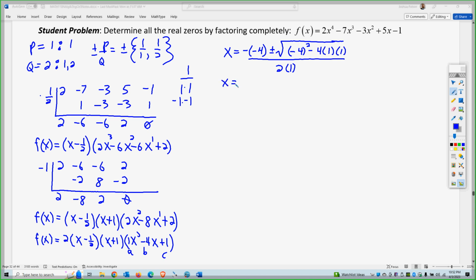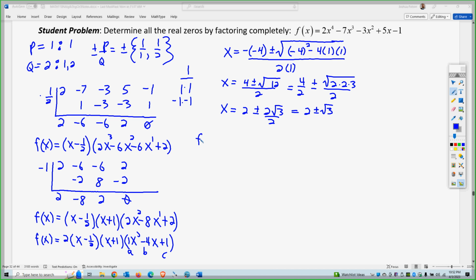All right, so x equals 4 plus or minus the square root of 16 minus 4, so that's 12, over 2. So that's 4 over 2 plus or minus the square root of 2 times 3 over 2. So x equals 2 plus or minus 2 root 3 over 2, which is 2 plus or minus root 3.